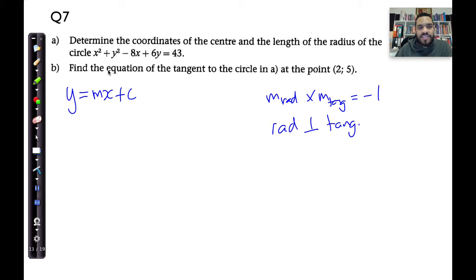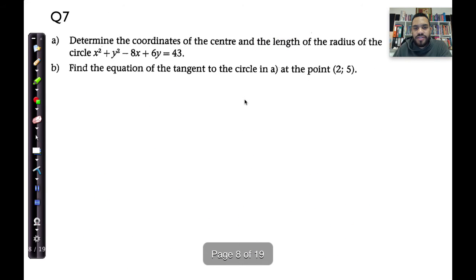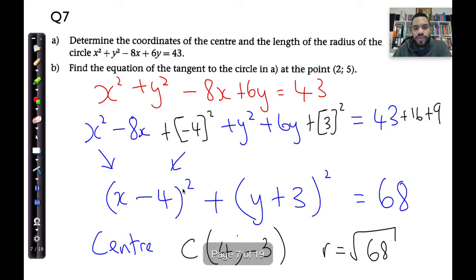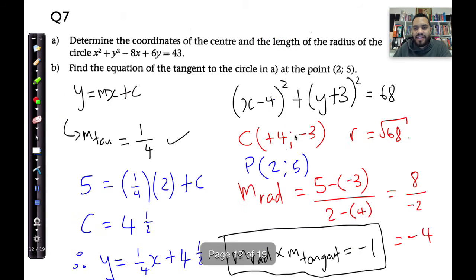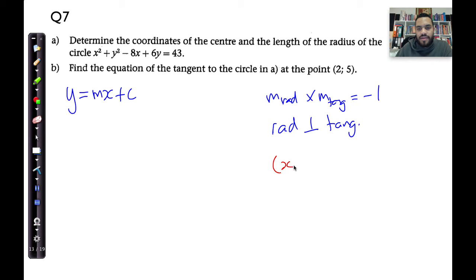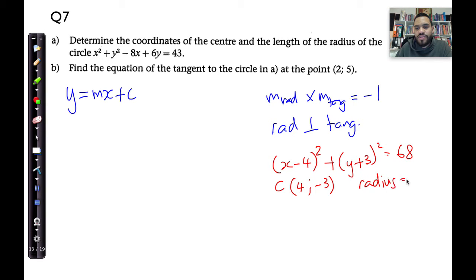Well, this particular circle, if I go 1 or 2 slides back, I can see that the circle had equation x minus 4 squared plus y plus 3 squared is equal to 68. Then from there I could determine that the center is going to be positive 4 and minus 3, whilst the radius is equal to the square root of 68.